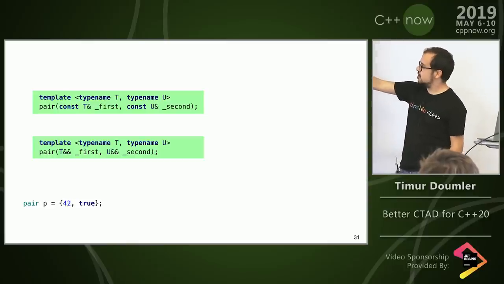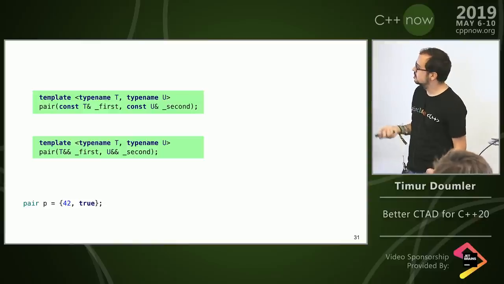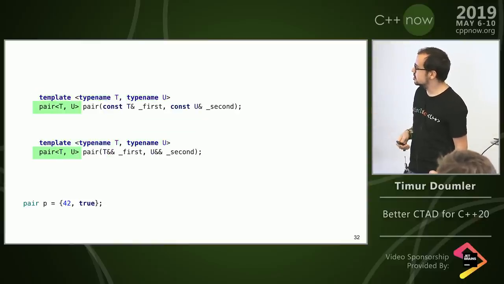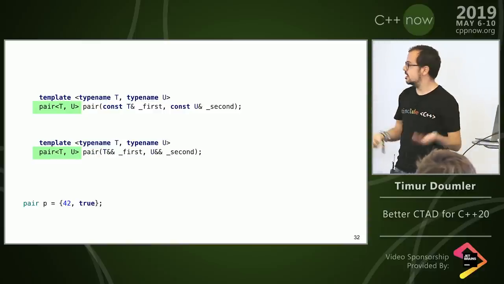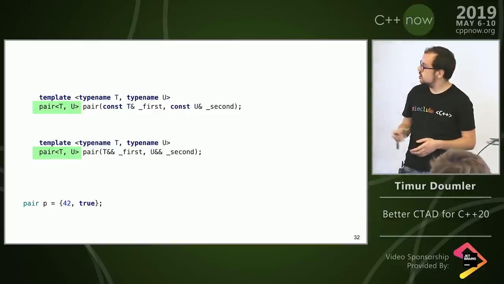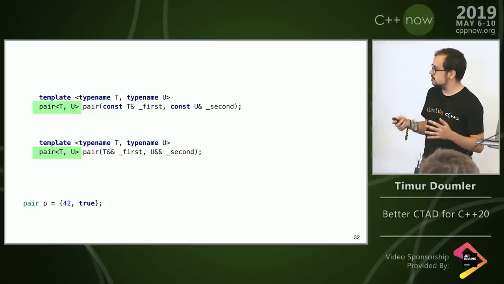So we have function templates, and they're missing a return type. So let's add a return type, and that's going to be just the template itself with the template arguments that it has. And then this is our overload set from constructors. So we have these two functions.